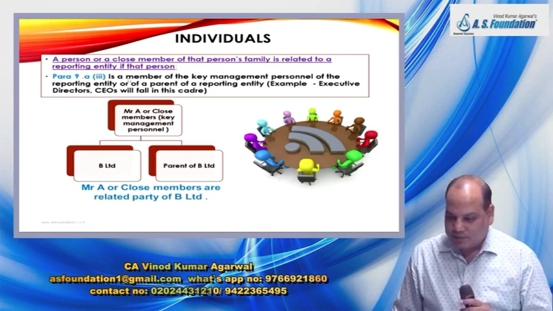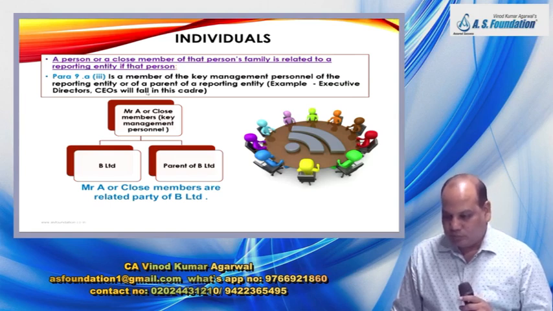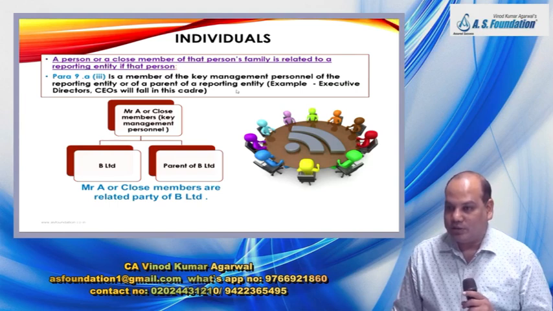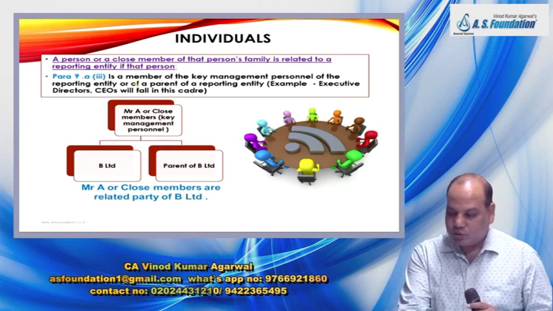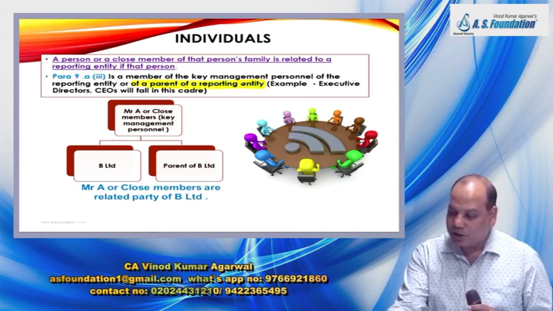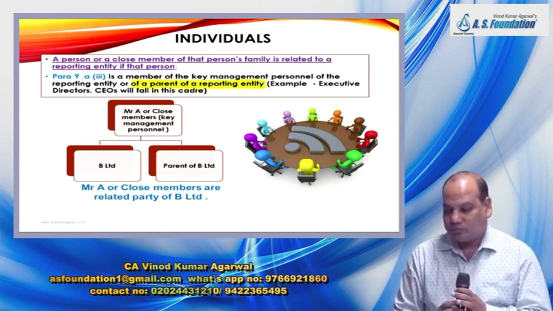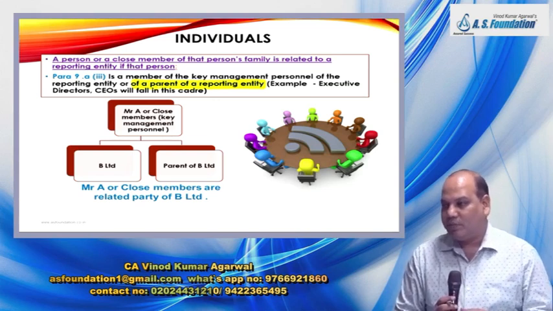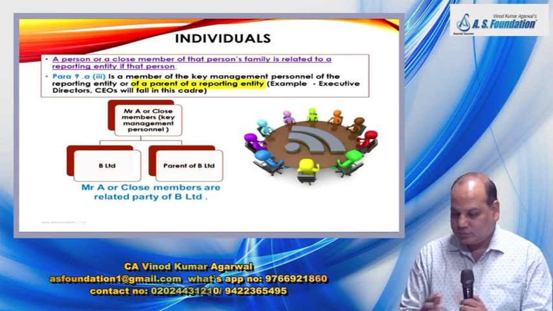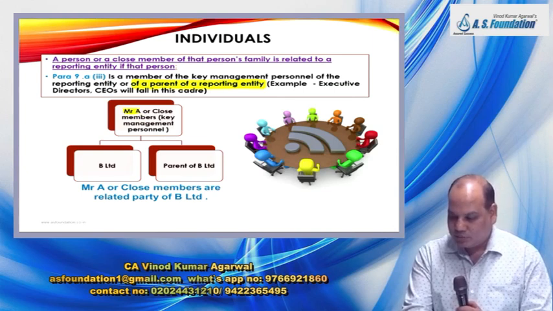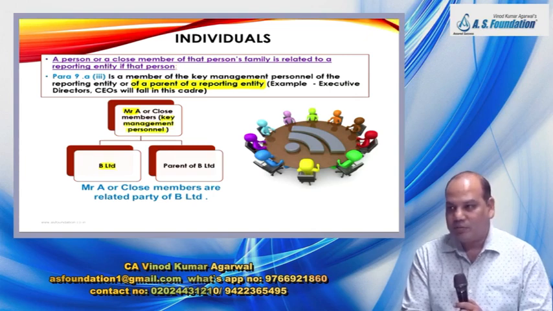9A3 is a member of the key management personnel of the reporting entity or of the parent of the reporting entity. So this standard is very wide in scope. It also includes the KMP of the parent of the reporting entity as related party. Why? Suppose there is a Mr. A who is a key management personnel of B Limited. So then he will become a related party.